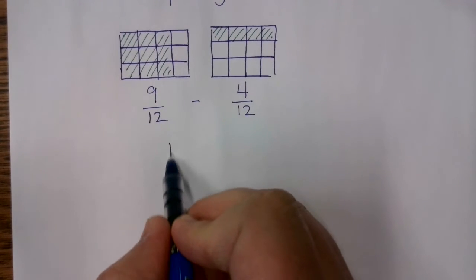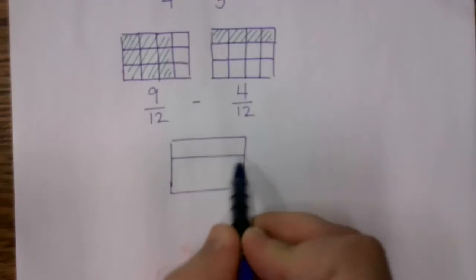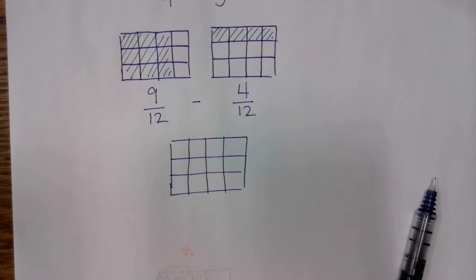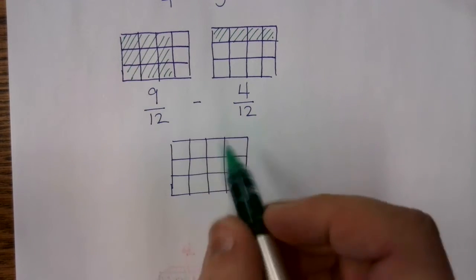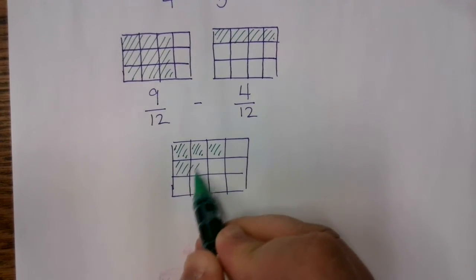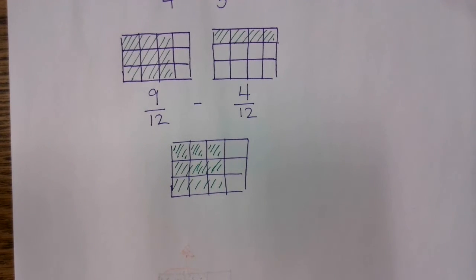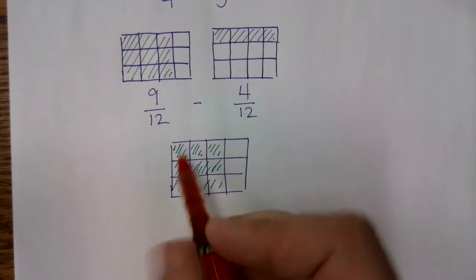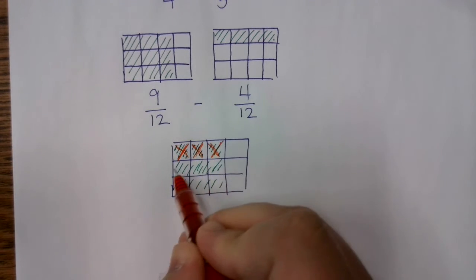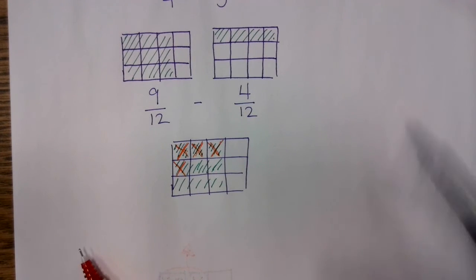I'm going to draw one more model. And I'm going to split it into 12ths again. And I'm going to color in 9 of them. Remember, when I'm subtracting from the first number, I don't want to model both of them because that would just be adding them. Okay? And I'm going to take away 4. 1, 2, 3, 4.